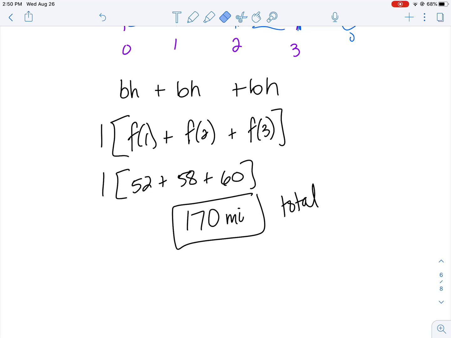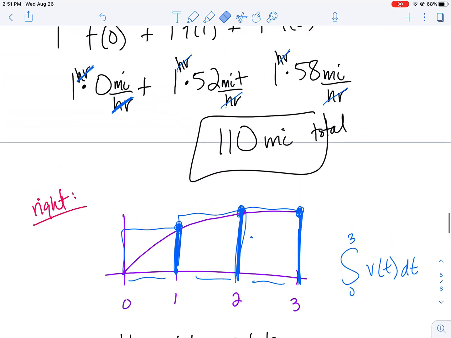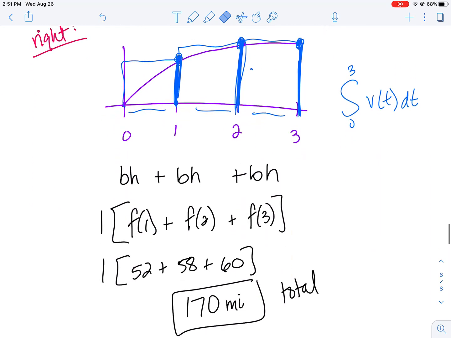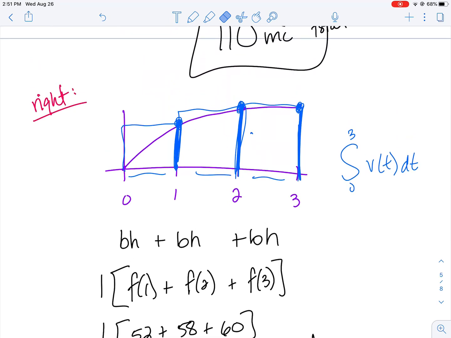Remember, if this is the area underneath the curve of velocity, I'm really finding the antiderivative, which means I'm really finding the position. And my units for position or distance, in this case, would be miles. So this is saying that over that 3-hour time period, I went approximately 170 miles total. But we know that that's too much, right? So 110 was too little, 170 was too much. So I went somewhere in between, maybe 130 or something.